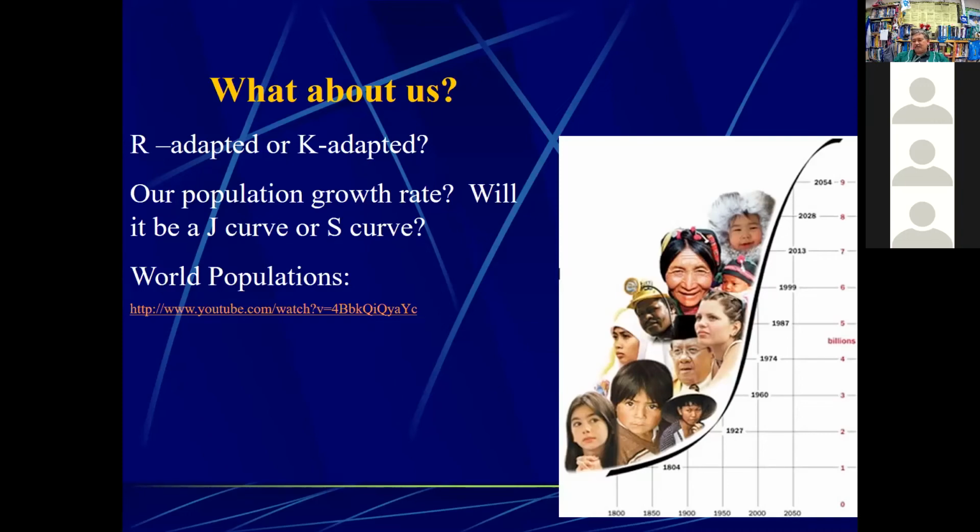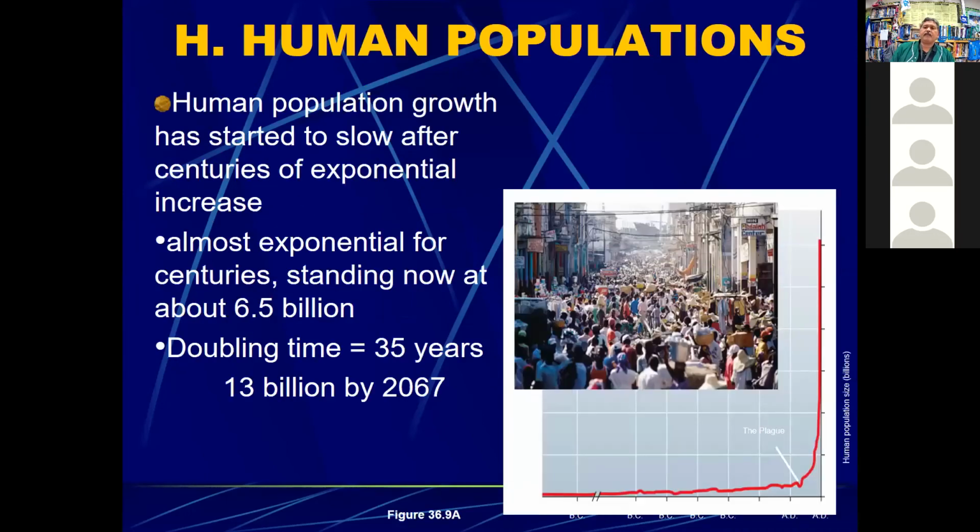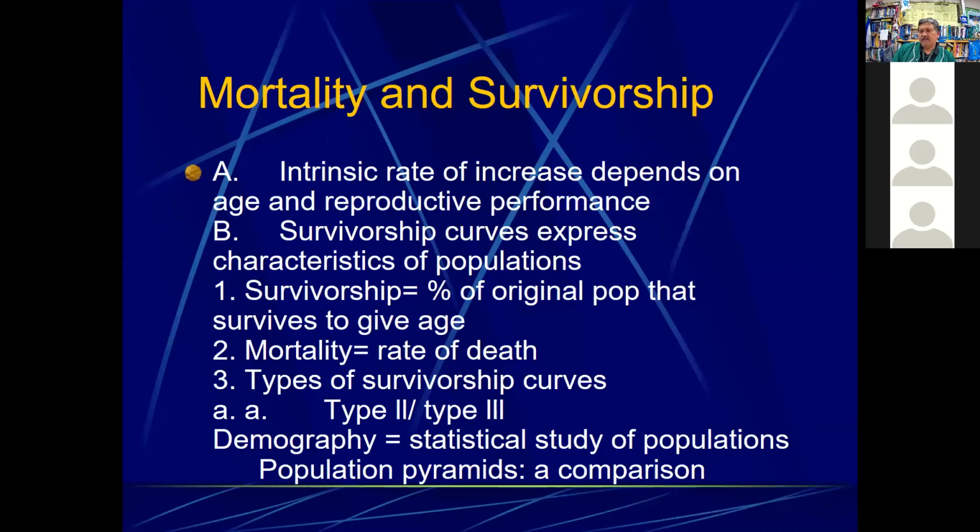So what about us? Well, our population's going up, for sure. There are over 7 billion people on Earth. And the population is rapidly still increasing in many countries. All right, so human population doubling time every 35 years. By 2067, we'll have 13 billion. Wow, that's a lot of people. That's twice as many people as we have right now.